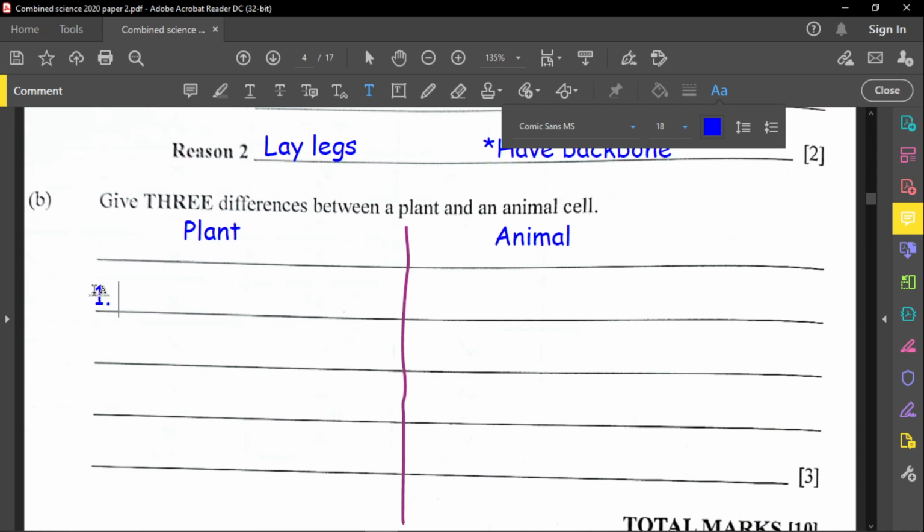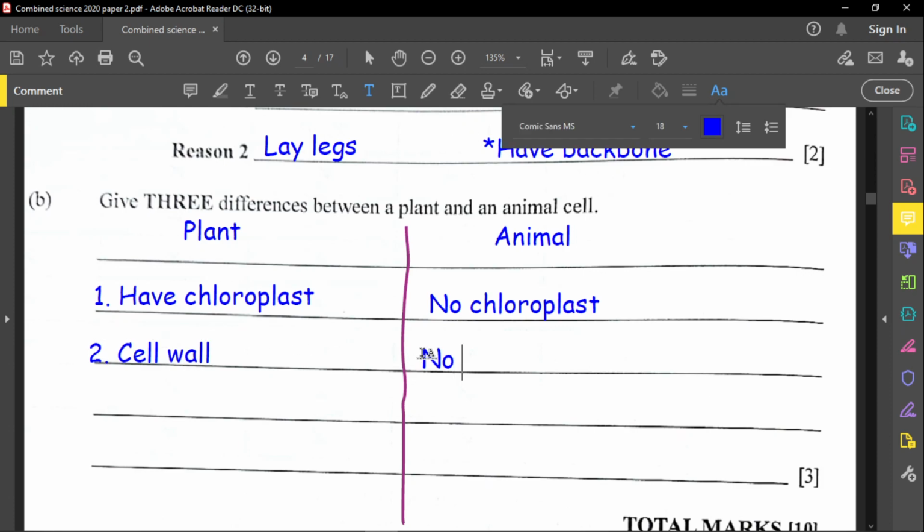In plant cells, they have chloroplasts. In animal cells, there are no chloroplasts present. Another difference right here, and they said 3 differences, but we could do more than 3. In the interest of time, let's go a little bit faster. Plant cells have a cell wall, so the cell wall is present. In animal cells, there is no cell wall.